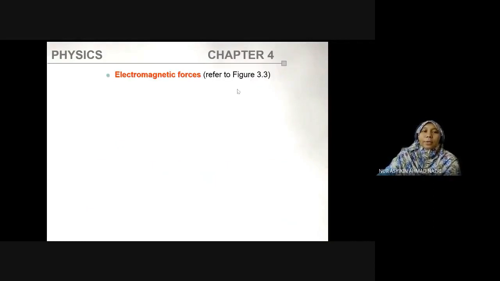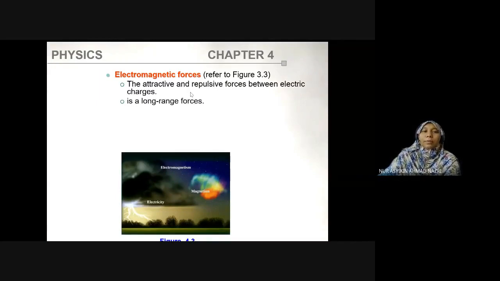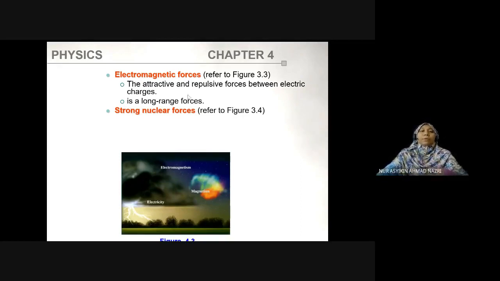Right, and then we have also, kalau yang kuat sikit, kita ada electromagnetic force. Electromagnetic force ni lah yang kita guna untuk handphone. Handphone, apa lagi? Radio, semuanya daripada electromagnetic force ni lah. Wave. Tapi dia electromagnetic, dia boleh jadi force juga. Attractive and repulsive forces between electric charges.